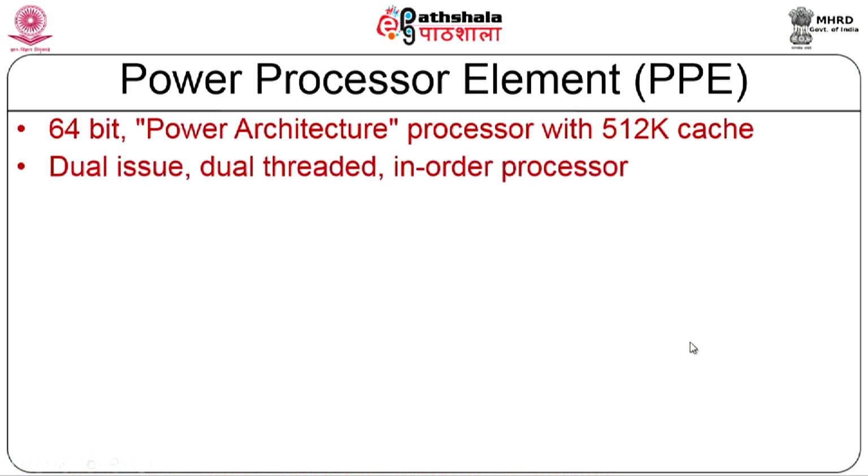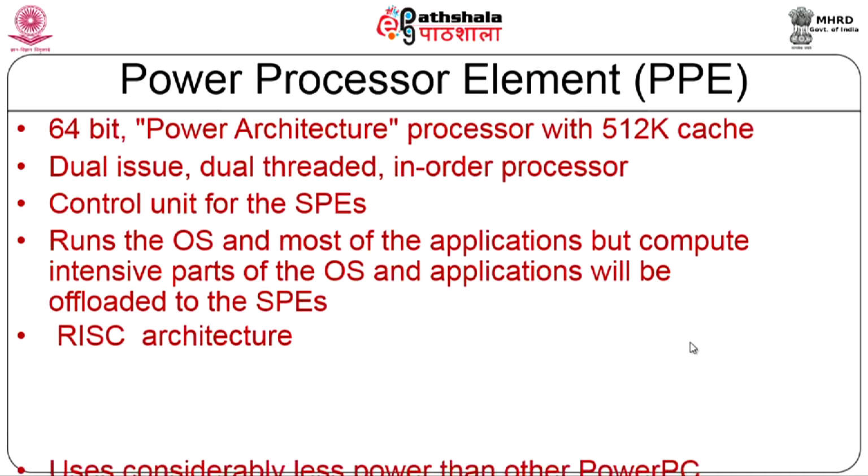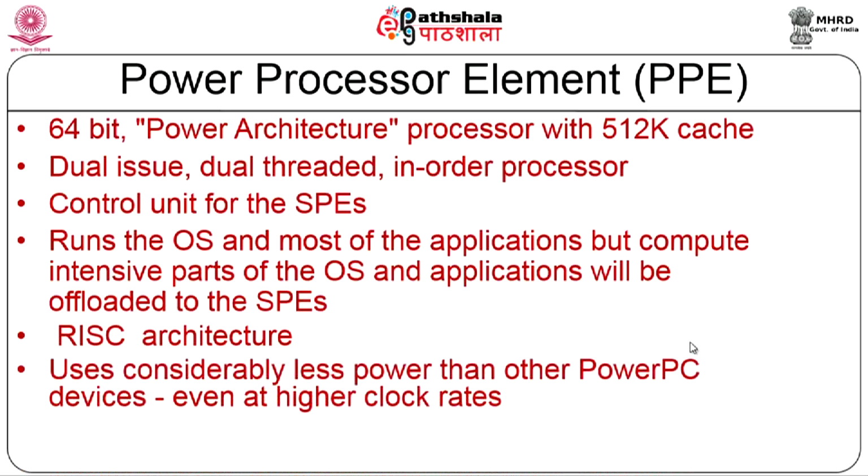If you look at the power processing element, it is a 64-bit PowerPC architecture processor with 512K cache. It is a dual issue processor, dual threaded, but it is an in-order processor. It serves as the control unit for the SPEs. It runs the operating system and most of the applications, but the compute intensive parts of the OS and the applications will be offloaded to the SPEs. Because you have 8 SPEs, they basically take care of the data level parallelism. It is basically a RISC architecture, and it uses considerably less power than other PowerPC devices even at higher clock rates.